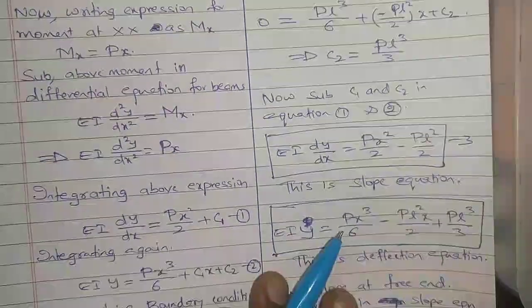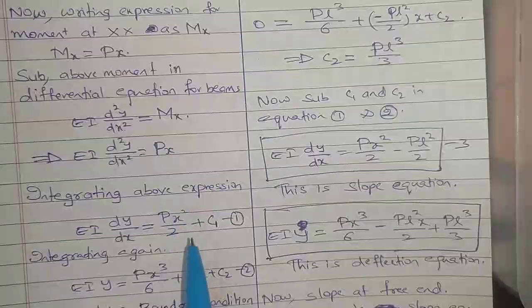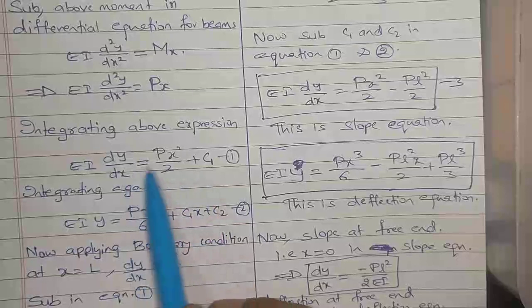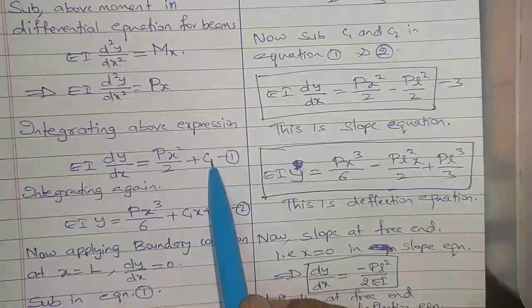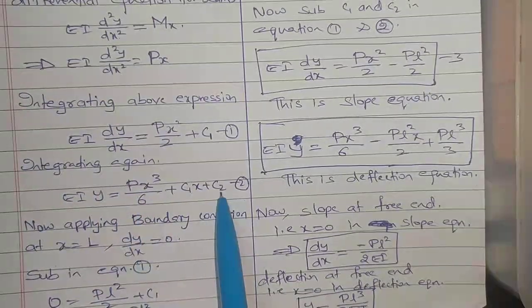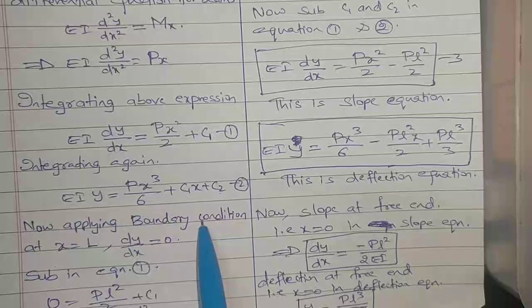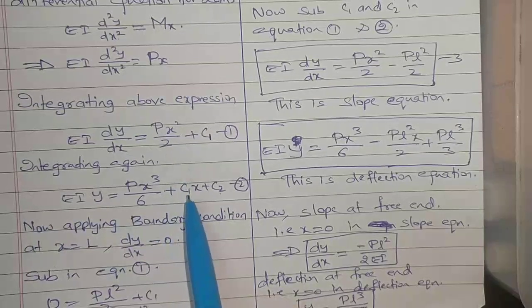After that we have to do integration of the above expression 2 times. When we do it the first time we will be getting C1, the first constant. If we do integration again we will be getting the second constant. Now after this we have to apply boundary conditions to the above expression to find out C1 and C2.